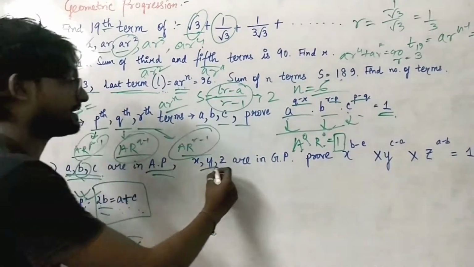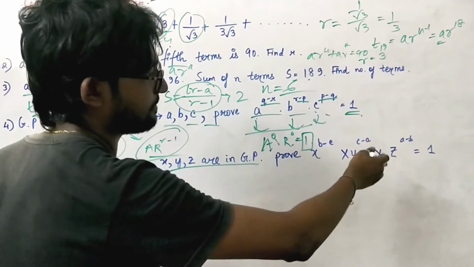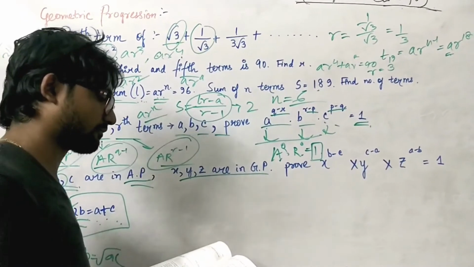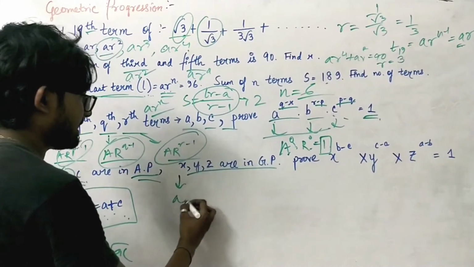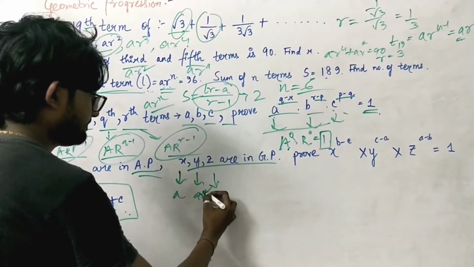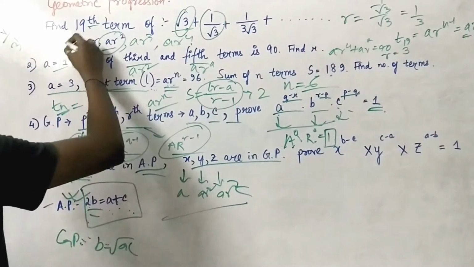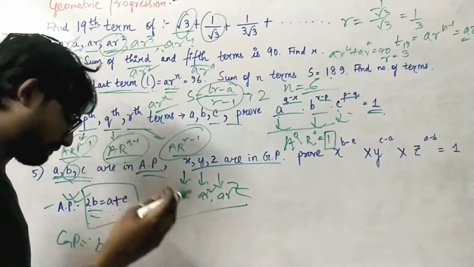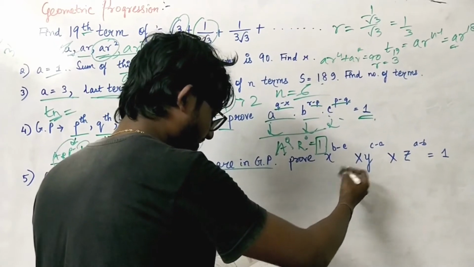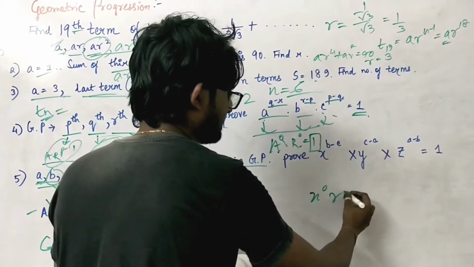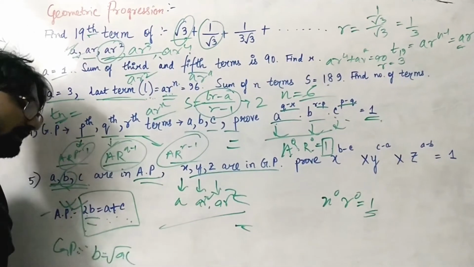X, Y, Z are in GP. Prove that x to the power b minus c into y to the power c minus a into z to the power a minus b equals 1. You have to prove it. Same thing: I've been telling you that these are x, a r, a r square. This formula you have to use wherever needed, because GP depends upon this only. So from here you will apply the same formula again. After putting the values, you will again get x to the power 0, r to the power 0 equal to 1. You prove these two sums. If you have any problem, do write it in the comment section.